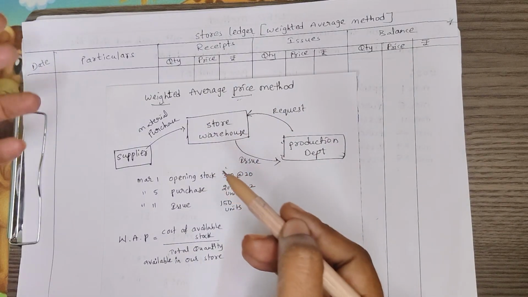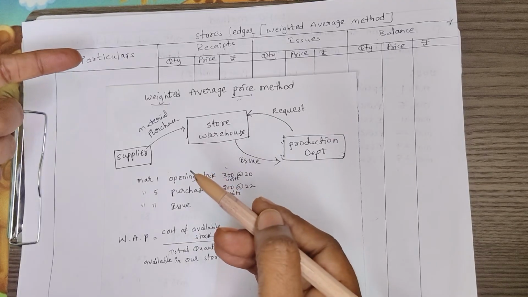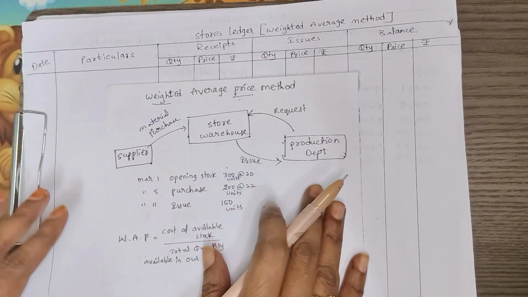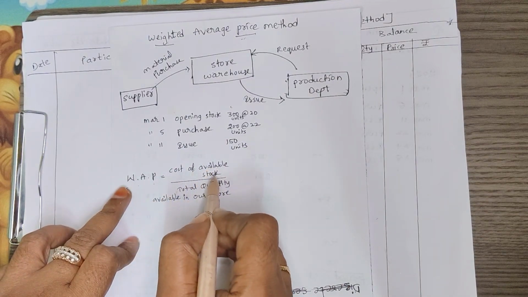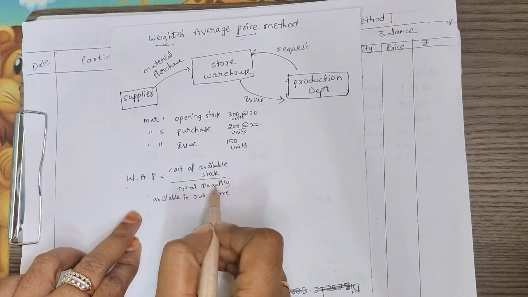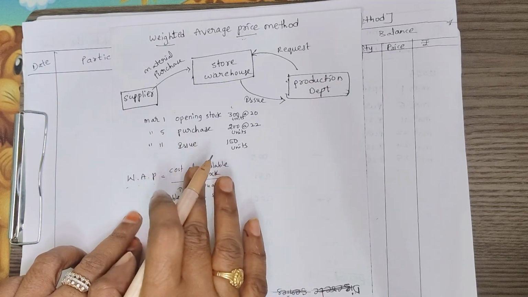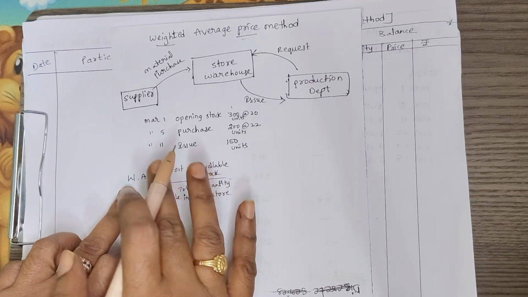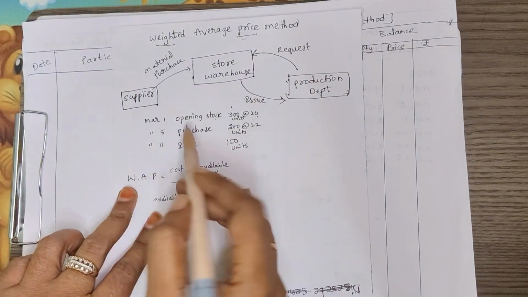Whatever stock you have in your store and the cost of the available stock, that we need to consider while calculating weighted average price. Let's see. Weighted average price is equal to cost of available stock divided by total quantity available in our store. By using this formula, you will get the weighted average price. By using this weighted average price, we need to issue material from our store. Okay, let's see one example.